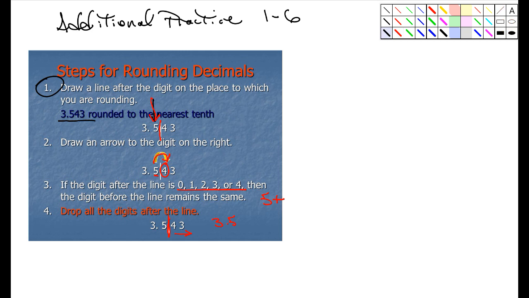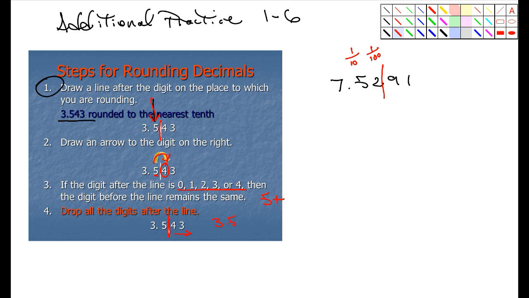Some of you I know are not struggling with this at all. Others definitely are. Let's say that I had 7.5291. And I said round to the nearest 100th place. Well, where's the 100th place? Here's the 1/10th, and right next to it is the 1/100th place. That's where the 2 is. Then it says to draw a line just after that digit to where you're rounding. So I'm going to put a line right there.